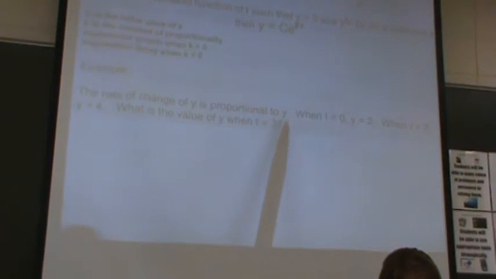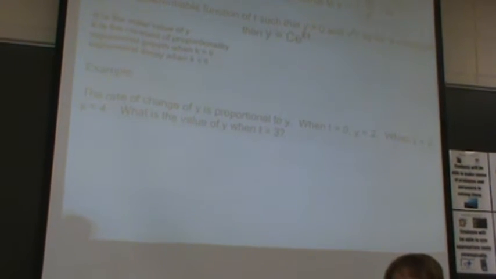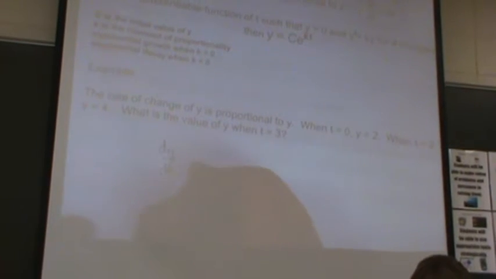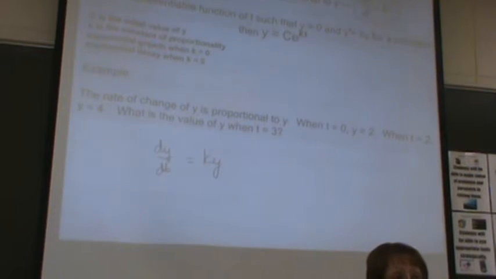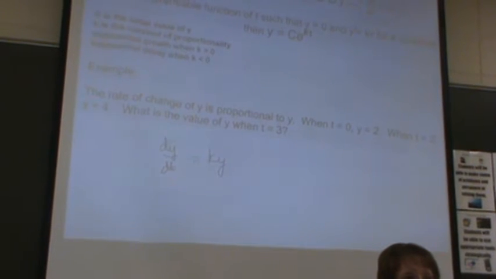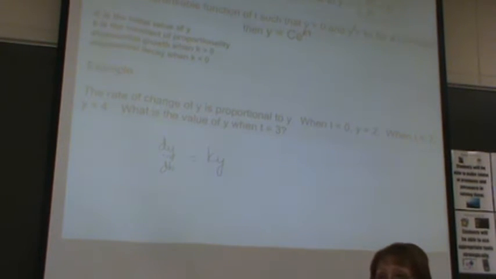So we know that the rate of change of y is proportional to y. If we know that, where is our starting point? dy/dt equals ky. That's right, dy/dt is equal to ky. So we know that. That's what we start with. Everybody have that down? I see a lot of writing right now.